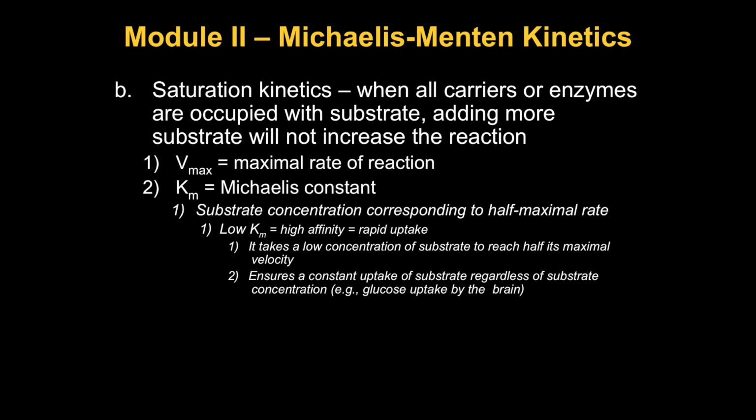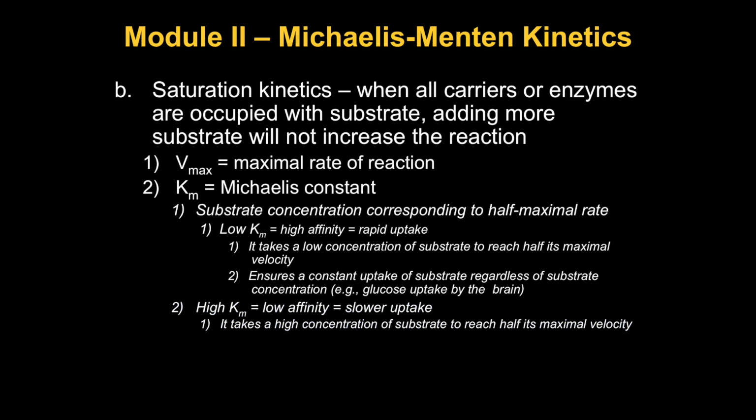And so we can very quickly saturate this reaction with a low amount of glucose. Why? Because the brain is trying to keep a steady stream of glucose going to the brain. So a low Km ensures that you're going to get your fair share of whatever substrate you're trying to get. Whereas with a higher Km, we have a lower affinity for that particular substrate. So there's less attraction there for that particular substance, which means that you get a slower uptake.